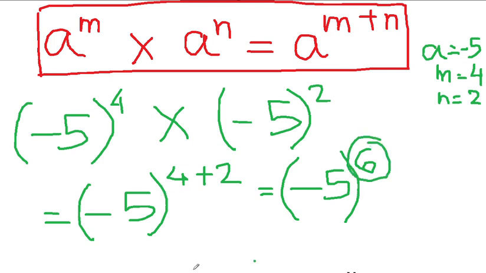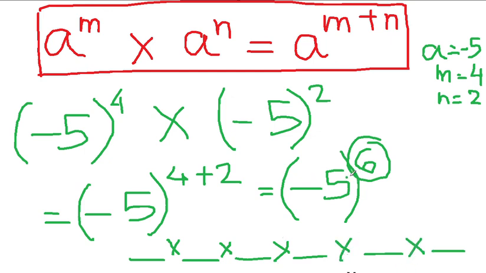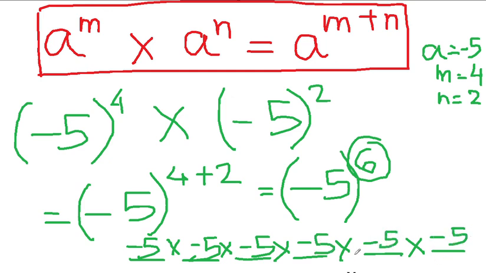What is the power? The power is 6. So you put 6 blanks, 1, 2, 3, 4, 5, 6, and you put a multiplication sign in between the blanks. What do we have as the base? The base is negative 5. Negative 5, negative 5, negative 5, negative 5, and negative 5. I'm not finding out the value at the moment, but I would definitely give you the sign concept. So let's work on that.